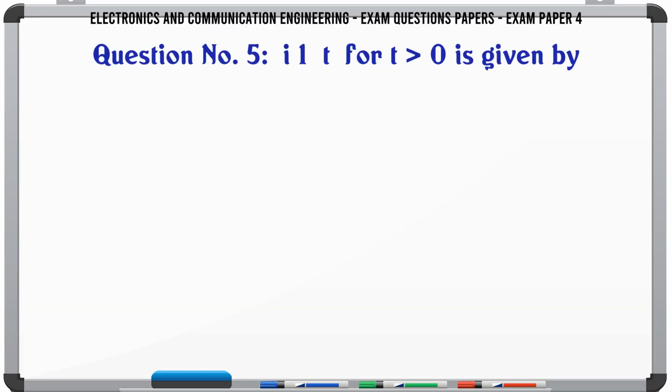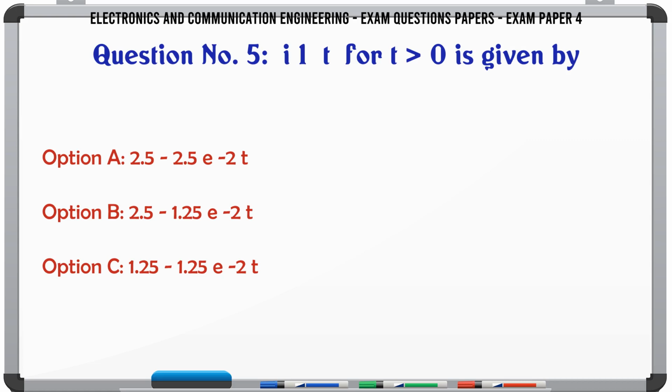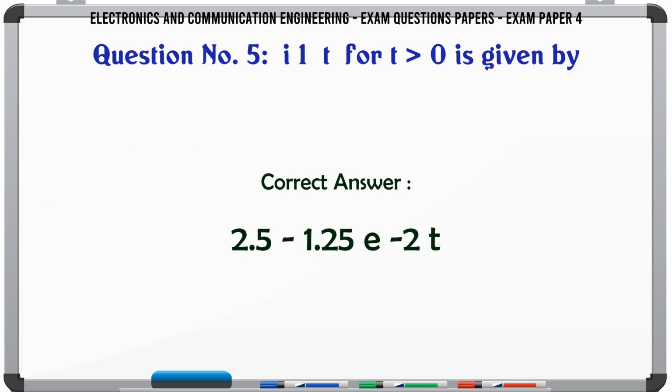I1(t) for t>0 is given by A. 2.5 + 2.5 e^(-2t), B. 2.5 - 1.25 e^(-2t), C. 1.25 + 1.25 e^(-2t), D. None of these. The correct answer is 2.5 - 1.25 e^(-2t).